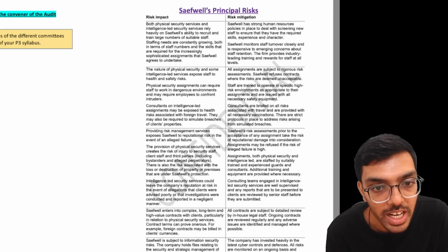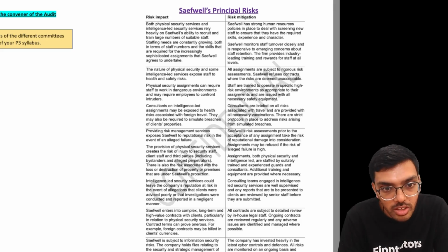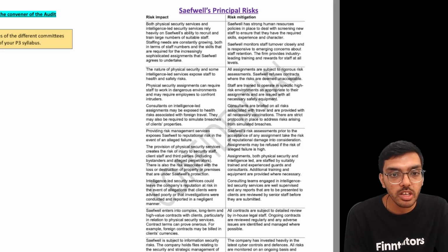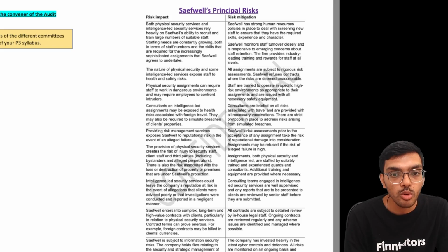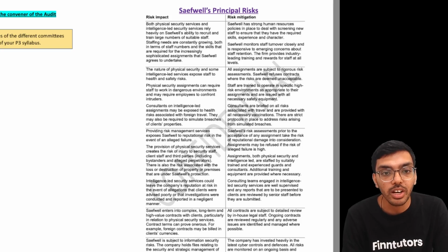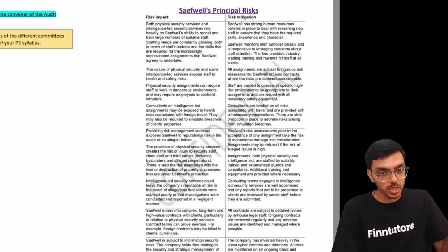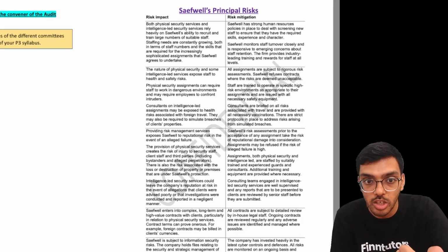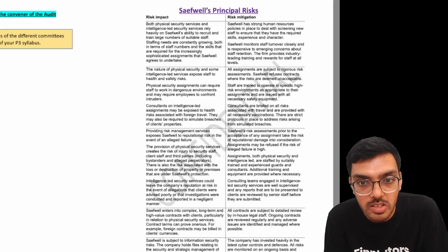Third risk, providing risk management services exposes Saefwell to reputational risk. We already noted this. The provision of physical security services creates a risk of injury to security staff, client staff, third parties, bystanders, anybody. Intelligence-led security services could leave the company's reputation at risk in the event of allegations that clients were advised poorly. So again, there is a reputational risk, spoken about in terms of physical security injury, and in terms of not giving proper advice.